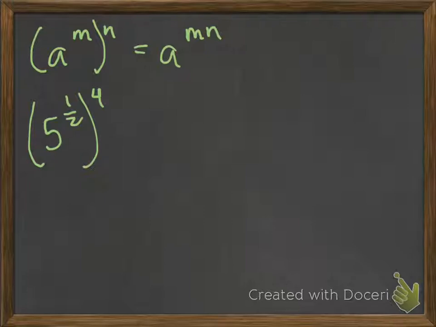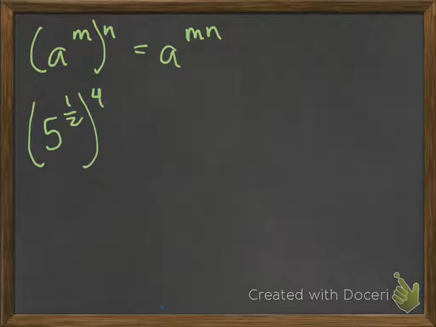The second property we're going to focus on is when I'm raising a power to a power. So I have a to the m raised to the nth power. So a little different than the first property. In the first property, there were 2 bases. Here there's only 1 base. And now I am multiplying my exponents instead of adding them.